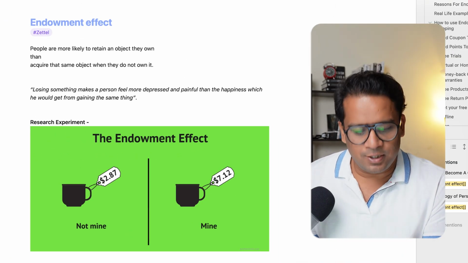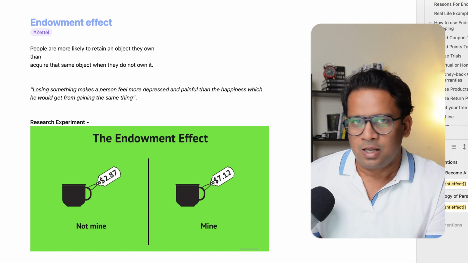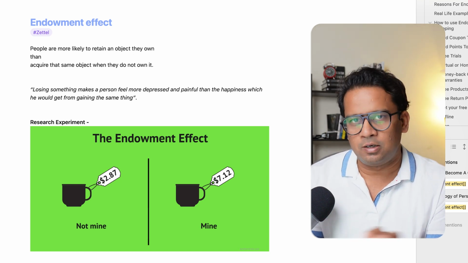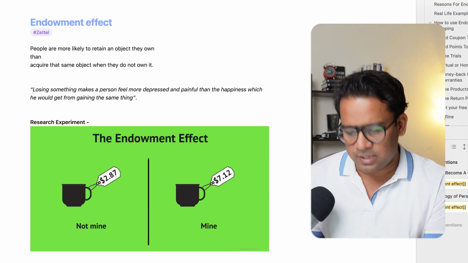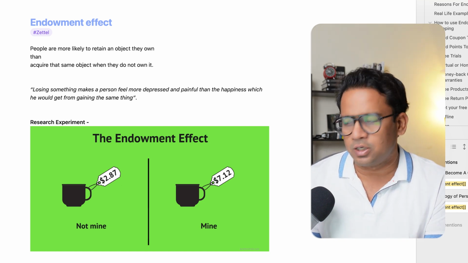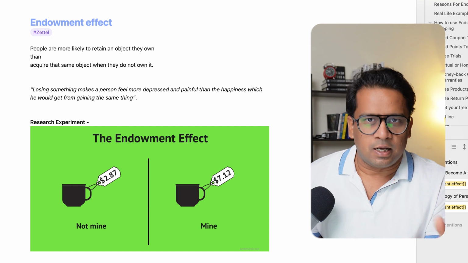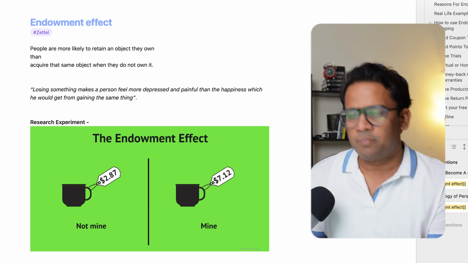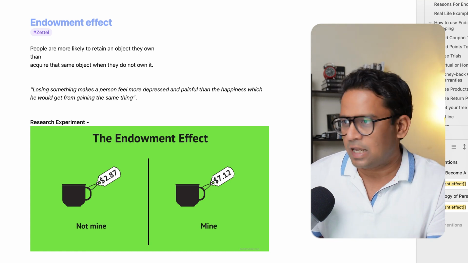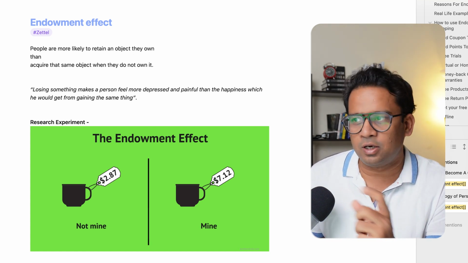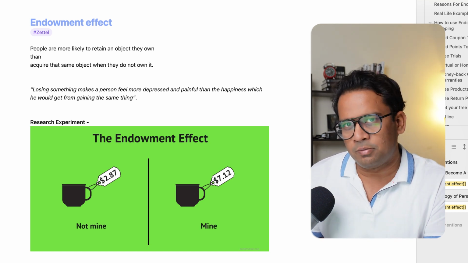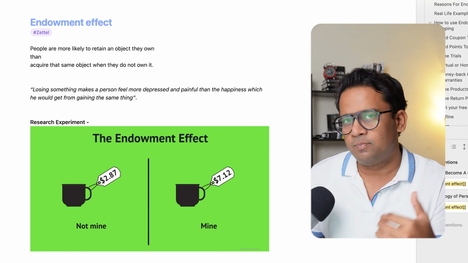Jumping right into this, there was an experiment done in a university, where two sets of people were given a mug. One set of people was given a mug, the second was not. The group which had ownership of the mug valued it differently, like $7 for a $3 mug, and the group which didn't have the mug wanted to buy it for a low price.